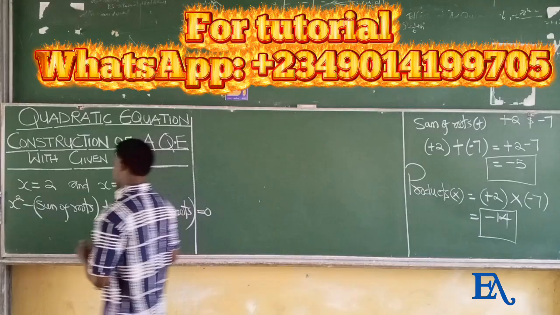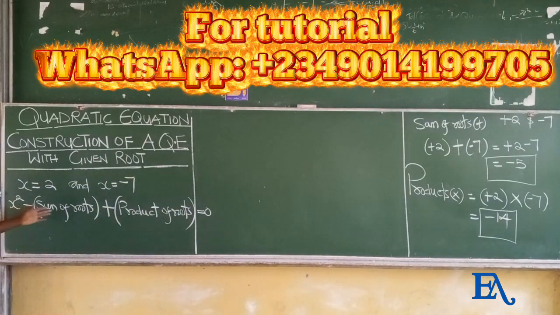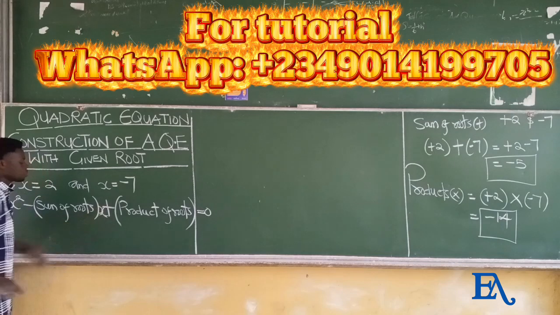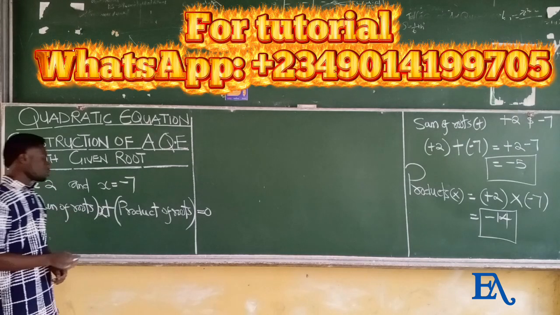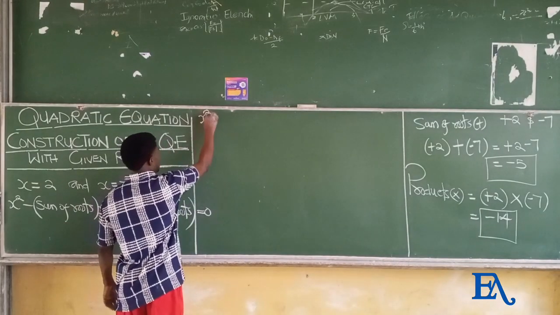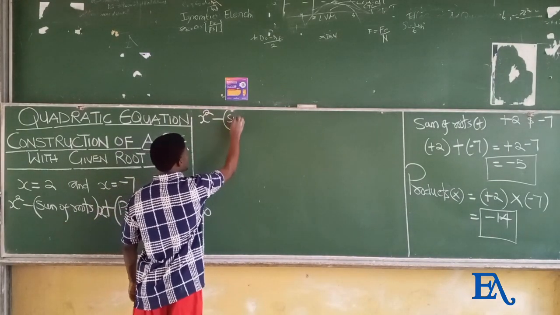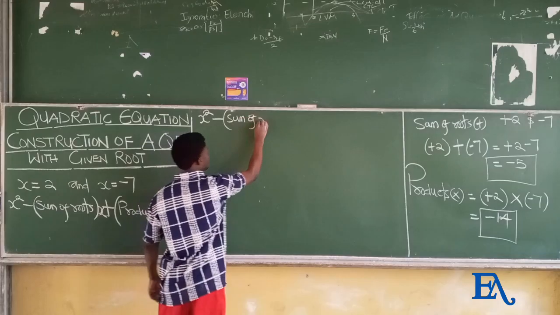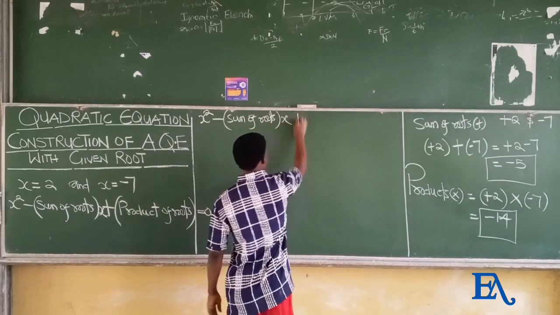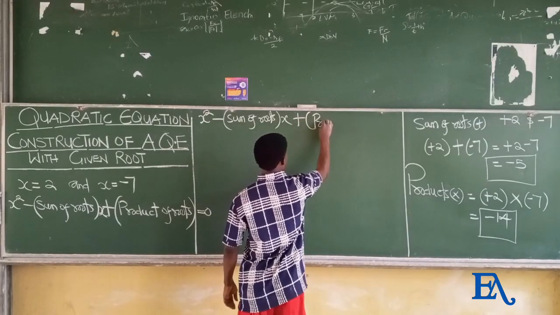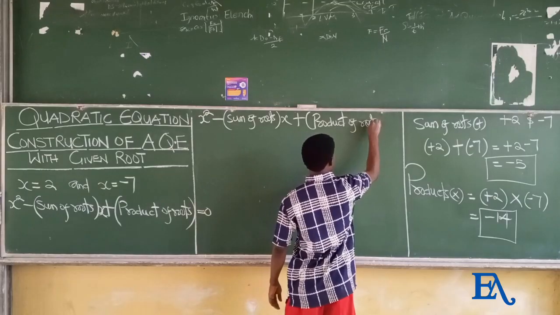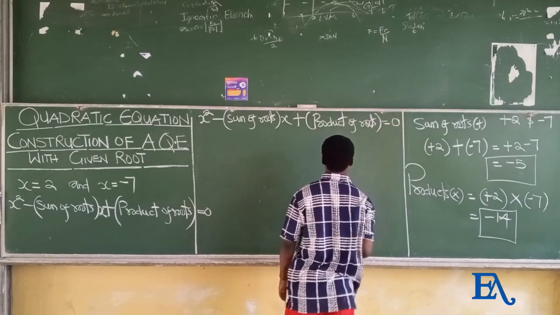So the formula is x squared minus sum of roots times x plus product of roots. So we have, let me write this, x squared minus sum of roots times x plus the product of roots, which equals 0.